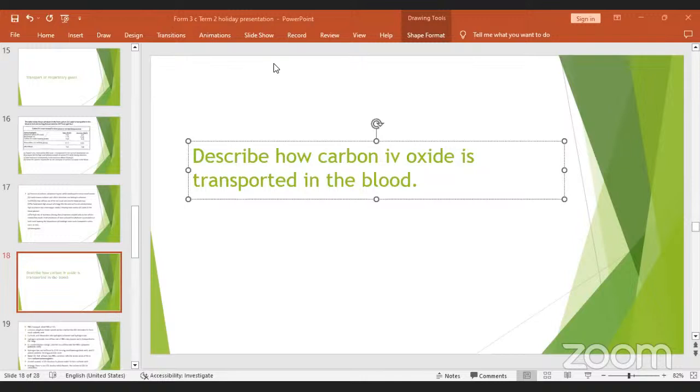So the first thing that happens for that binding to take place, and you should remember that 85 to 95% of the carbon dioxide is transported in the blood. Now, the bulk of it is transported in the form of hydrogen carbonate ions. How? The enzyme carbonic anhydrase. You start from carbonic anhydrase.